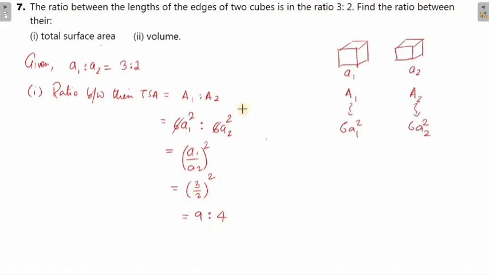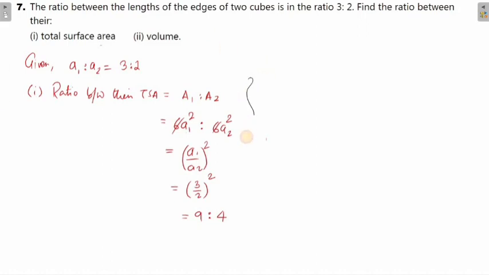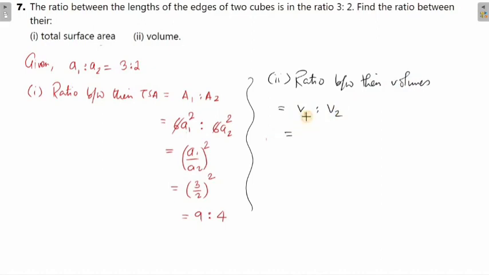Simple. Now the next part is asking you to find the ratio between the volumes. Let me erase this diagram for you. So the next part, number 2, ratio between their volumes. Let me call the volume of the first one V1 and the volume of the second one V2. Now all of you know the volume formula is A cube, so we will write A1 cube here and here we have A2 cube, right?